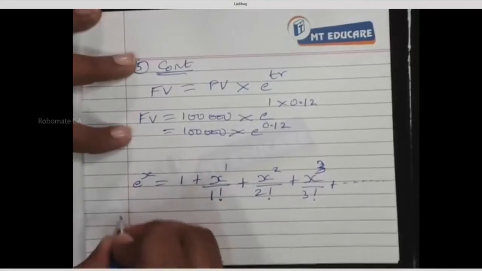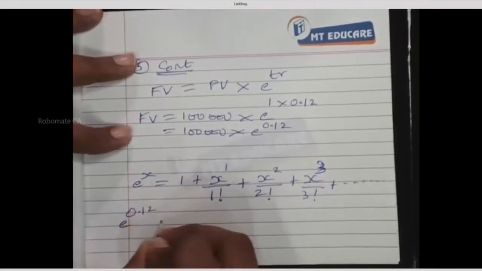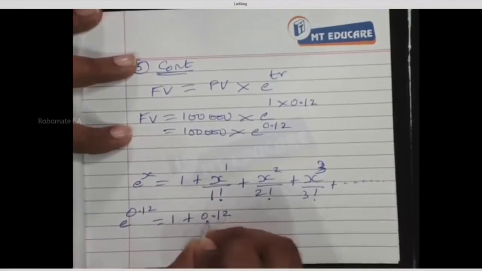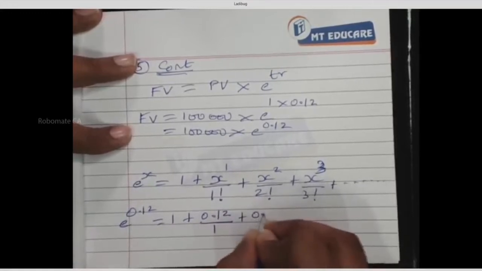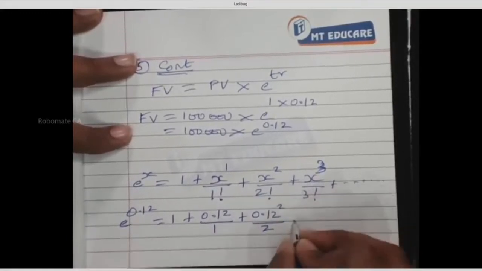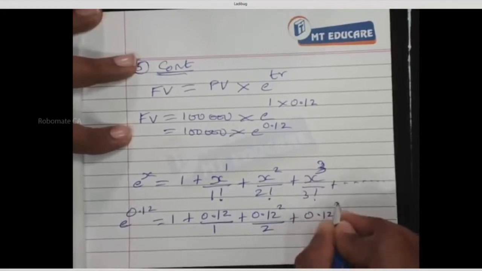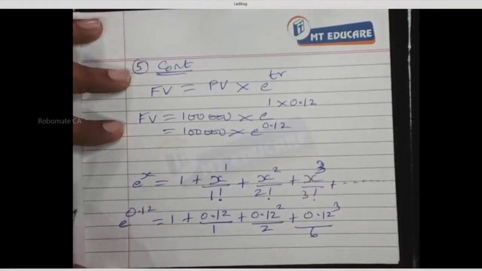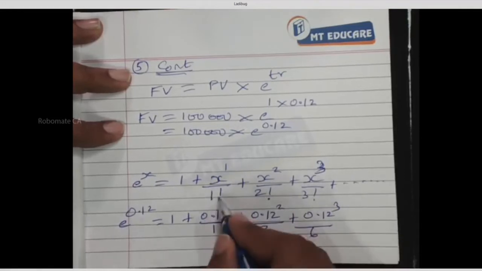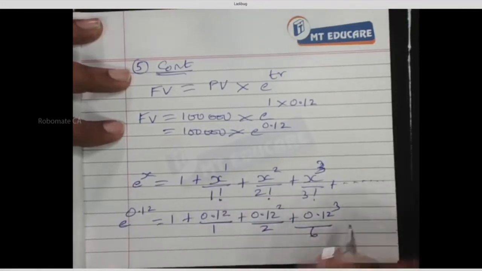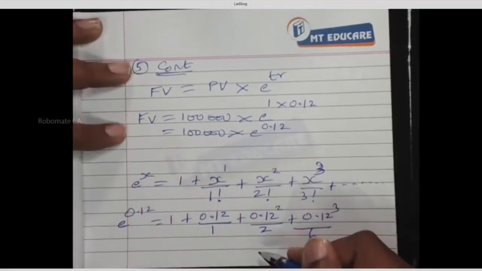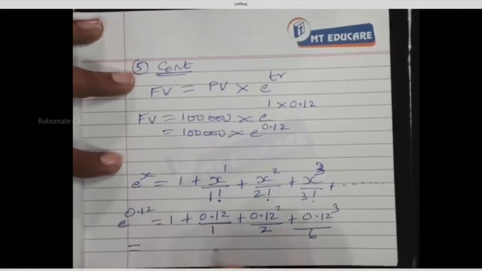Now, I want to find out e power 0.12. What is e power 0.12? 1 plus 0.12 by 1 plus 0.12 squared by 2 plus 0.12 cube divided by 6. Right or not? Now, everybody fully understanding? 3 factorial is 3 into 2 into 1, 6. 2 factorial is 2. And 1 factorial is 1. It keeps on going. This level of accuracy is enough. Most of them start with the 2 itself. Can I proceed? Please, can you tell me the simplified number?